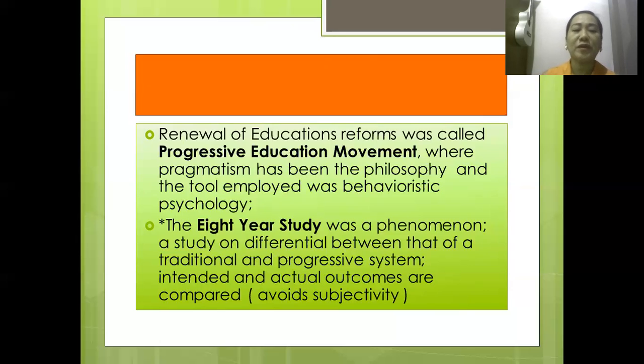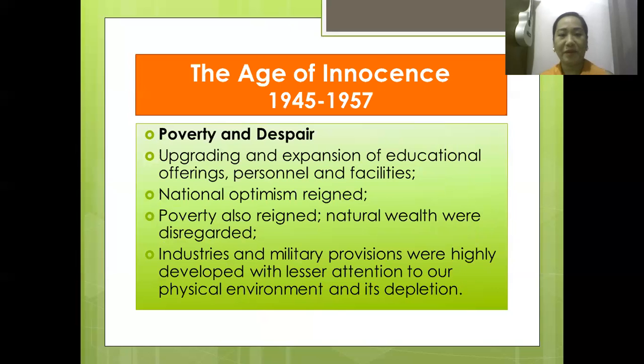It was a study of the differences between the traditional and the progressive system. Since progressive education was introduced at that time, this 8-year study was conducted to see the difference between the traditional way of teaching and the progressive system of teaching, so that they could at least come up with a proper program evaluation. In this, intended and actual outcomes are compared.